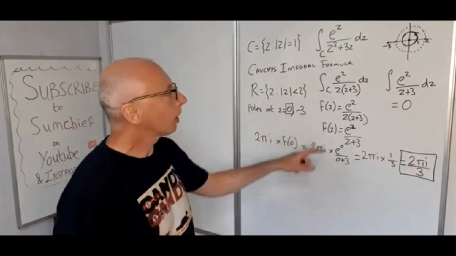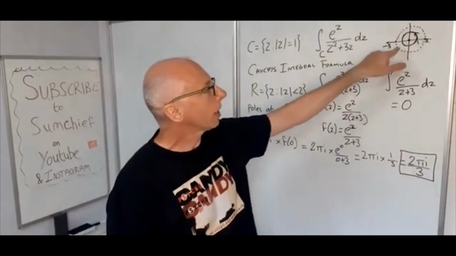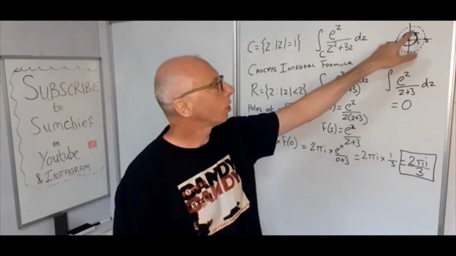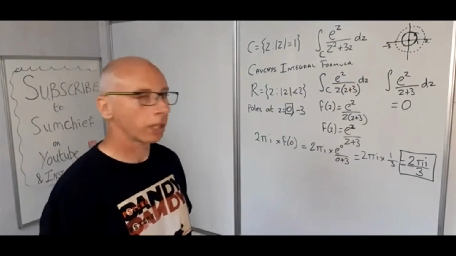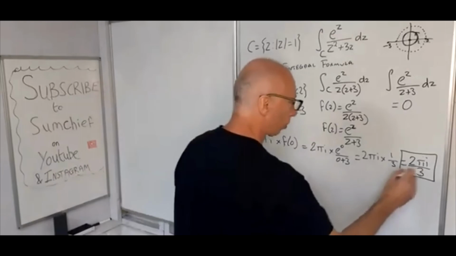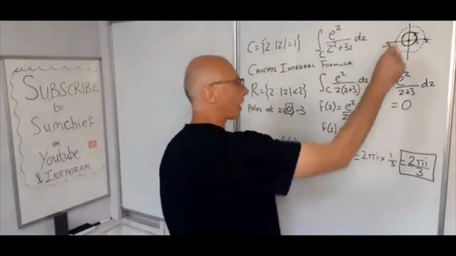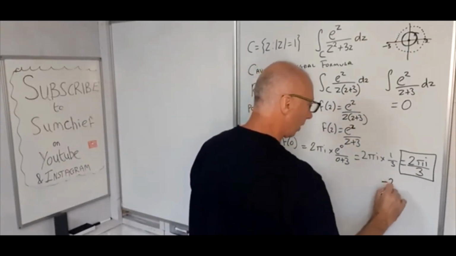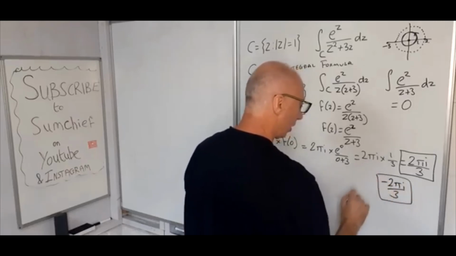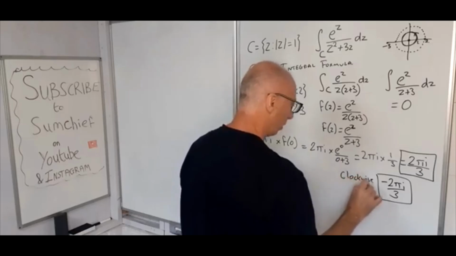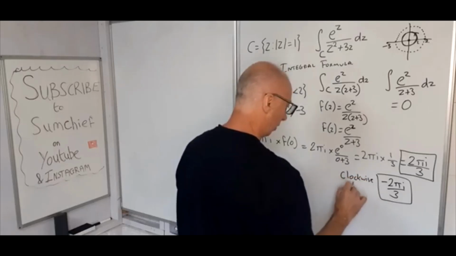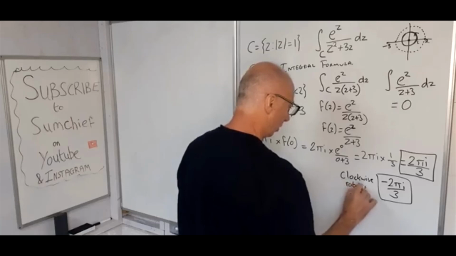Now what I mentioned at the beginning was, with the contour going anti-clockwise, if the contour was going clockwise, which is the opposite way normally in complex analysis, the answer would just be the minus of this, because you'd be going around this way. So all you will get then is minus 2 pi i over 3. That will be for clockwise rotation of the contour.